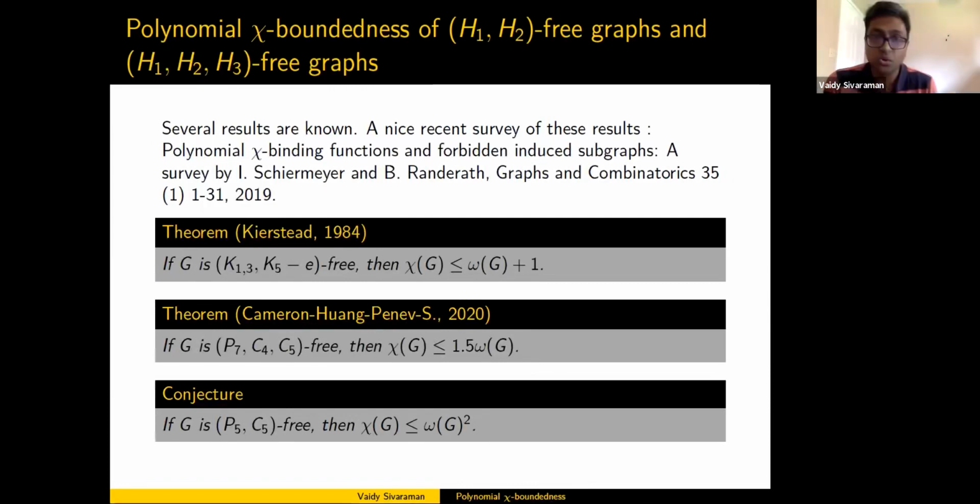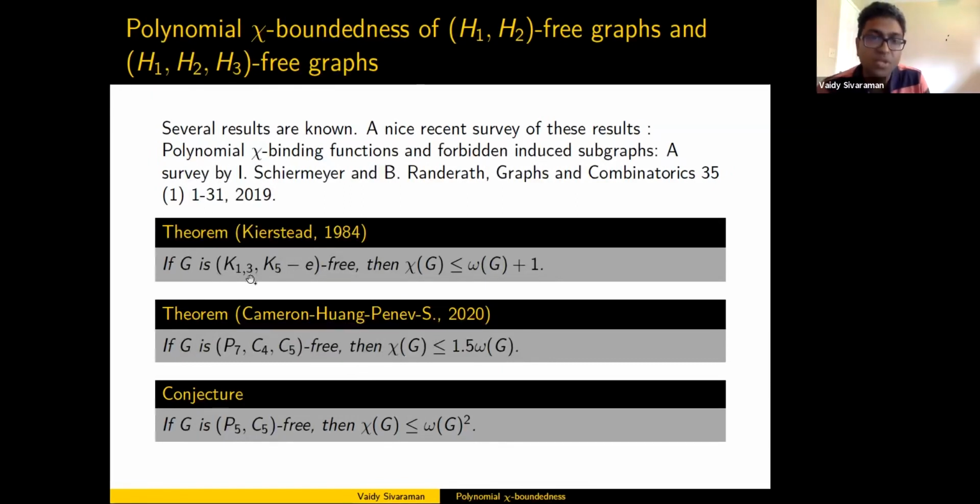Of course, a lot of things are also open, but there is a recent very nice survey in the journal Graphs and Combinatorics by Schiermeyer and Randerath on a lot of these things. And especially if you're excluding 2 graphs or 3 graphs, a lot of results are known. I just put 2 things from the speakers in this conference.